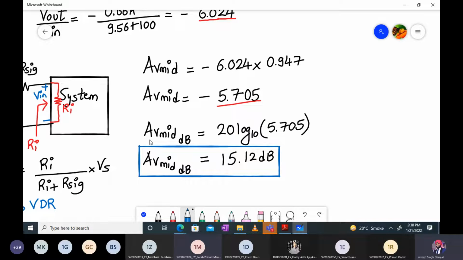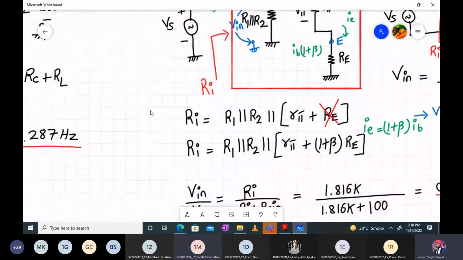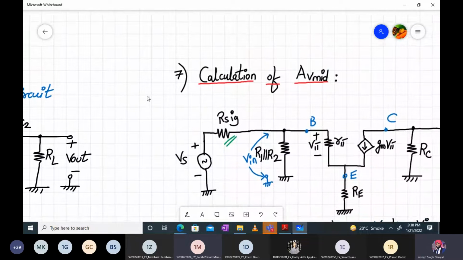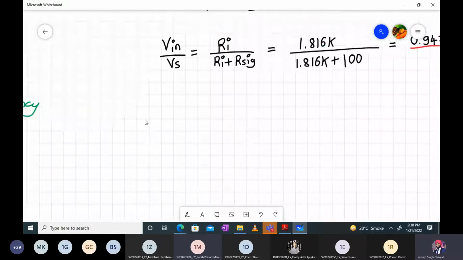It's coming out to be 15.12 dB. Okay, and now what is next left? We have to plot the frequency response, and we know how to do that. Plotting of frequency response is quite simple now. Let me see which step was this. Step number 8. So now step number 8 we have to do now.